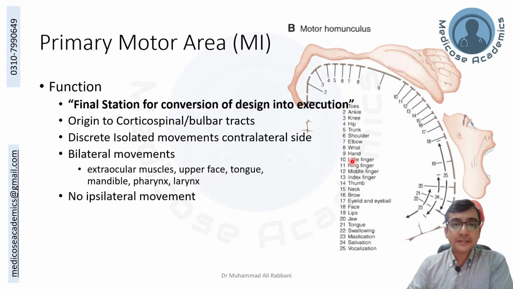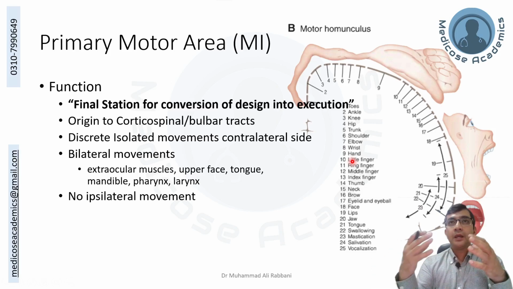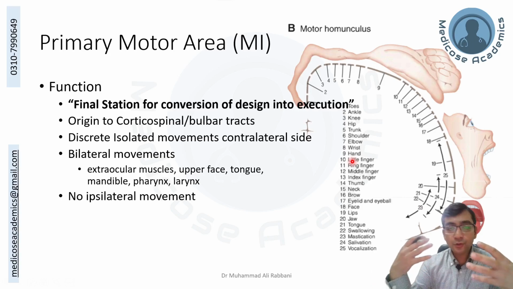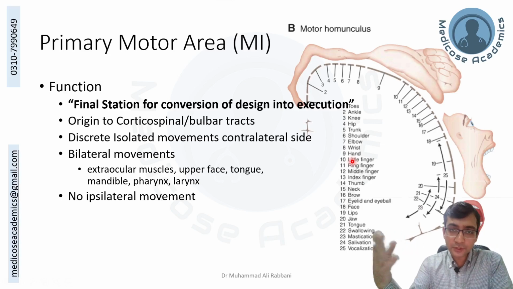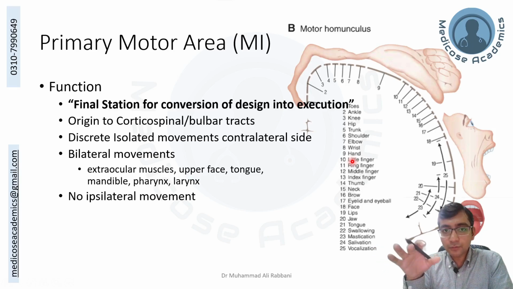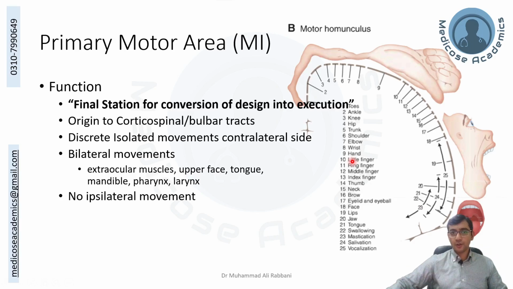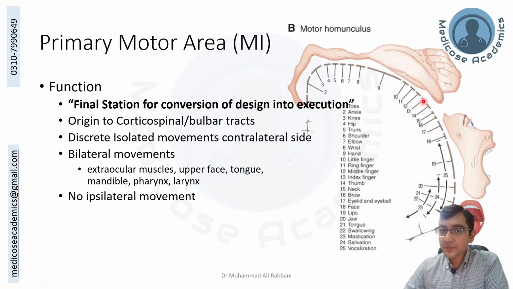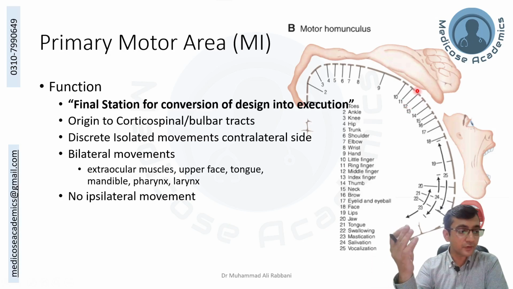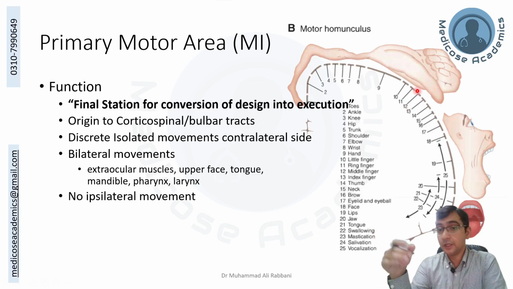Its function is the final station for the conversion of design into execution. In front you have the frontal cortex, and there you think about the premotor cortex. We will shortly see where all of these schemas are made, and you can give an analogy of a very big keyboard. The primary motor area consists of all the different buttons, and each button is responsible for one particular movement. For example, this will be responsible for flexion of the thumb to a particular degree.